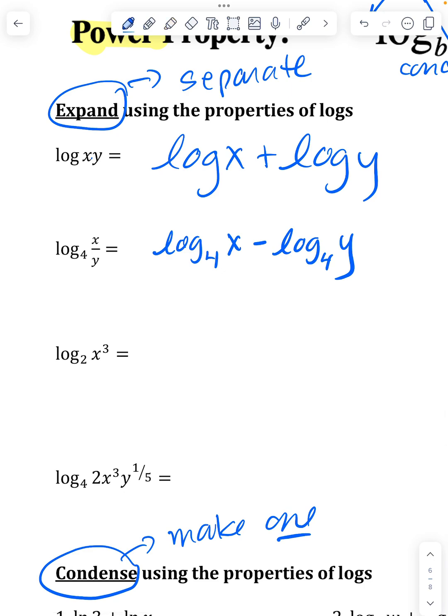Here I can see that there's a power in the problem, so I'm going to use my power rule. And the other place it can go when I'm expanding it is to put it down in front.